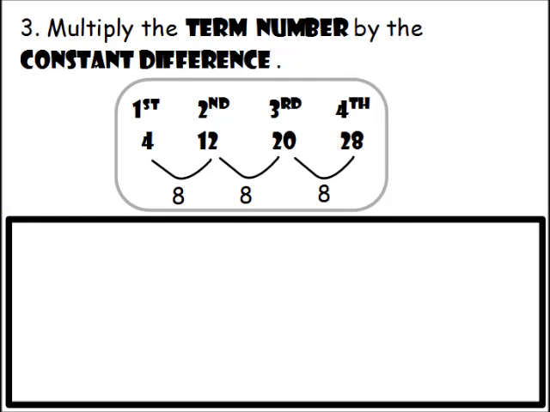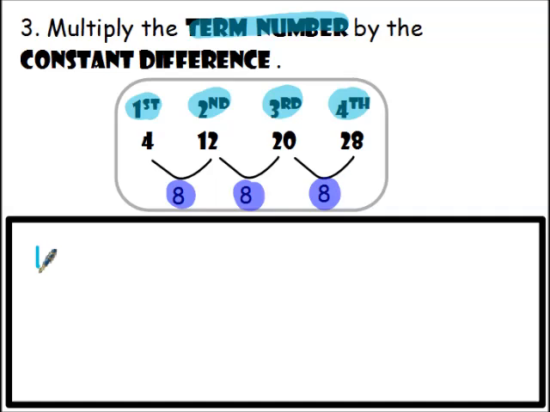And now for step 3. We're going to multiply the term number by the constant difference. So earlier we numbered them 1, 2, 3, and 4. And now we're going to multiply that by the constant difference, which is 8. Because if it goes up by 8 every single time, then it makes sense if you wanted to find a certain number's term, you would multiply by the term number, because that's how many times it increased by 8.